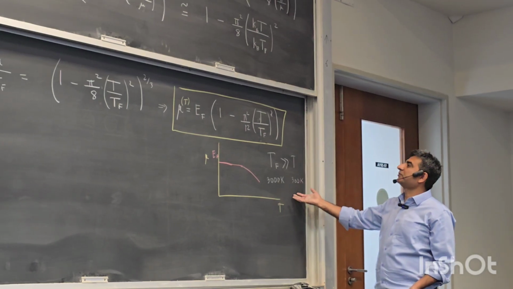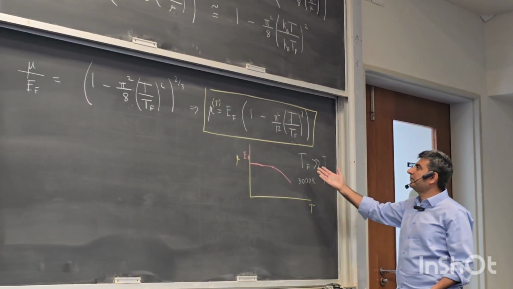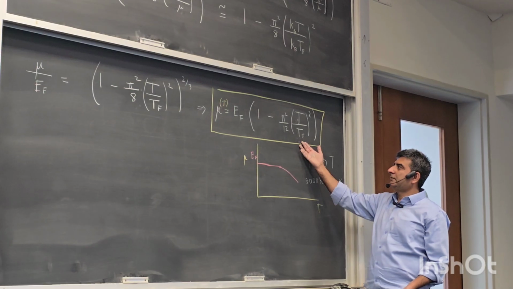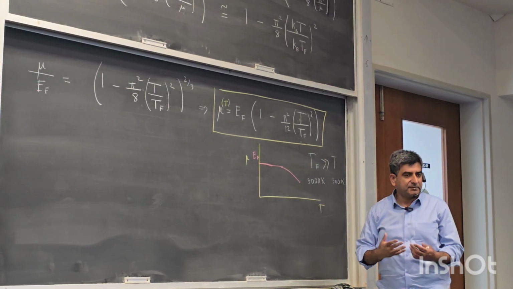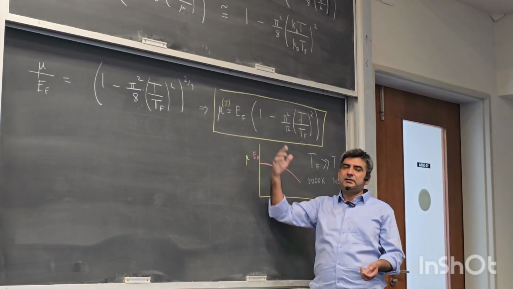However, if the temperature becomes large, if T becomes equal to TF, then you might get large, significant deviations from the Fermi energy.